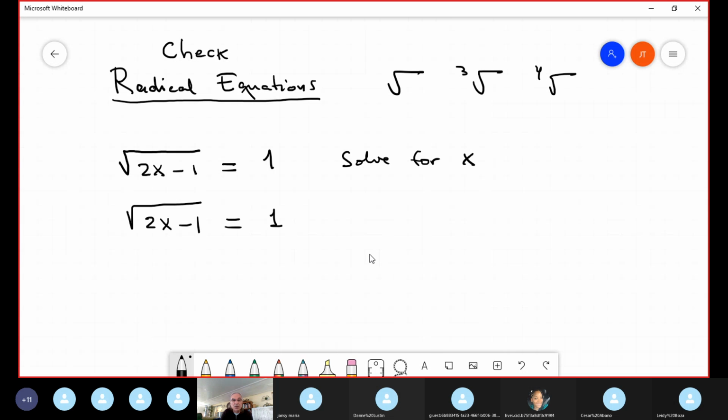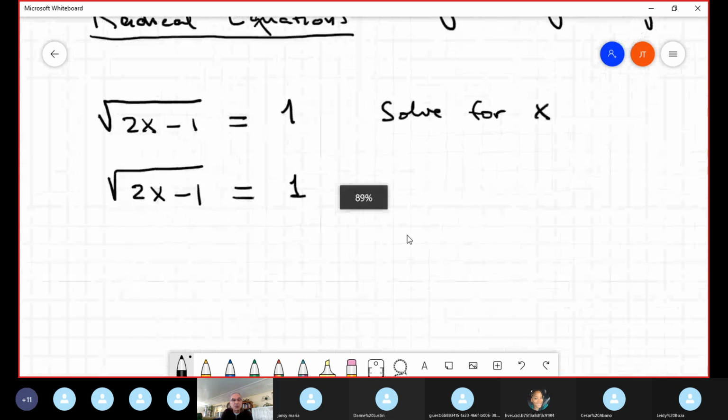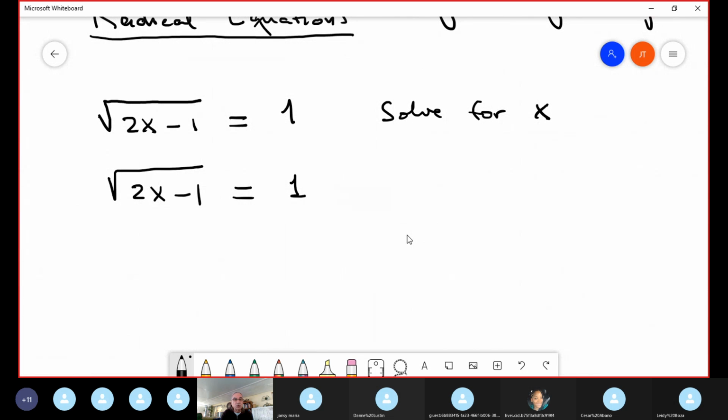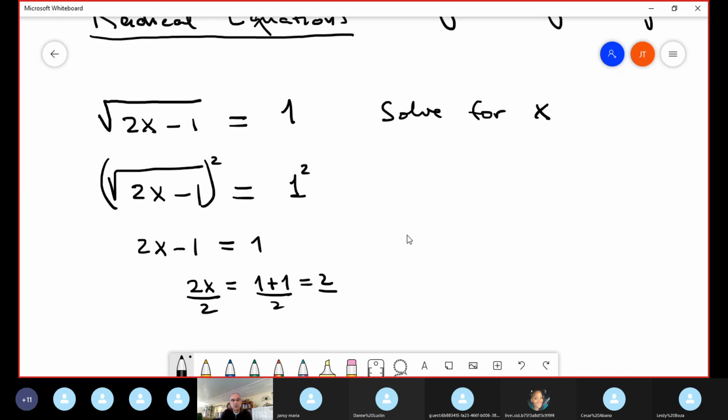So what is the key idea? What is the key idea for solving any radical equation? Destroy the radical. How do you destroy the radical? Square both sides. Because I know square root and square cancel out each other, and this is 2x minus 1 without the square root. And 1 squared is just 1. So 2x is equal to 1 plus 1. It's 2. Wow, super easy. Divided by 2. In this case, a linear equation. The answer is 1. And this is a potential solution.